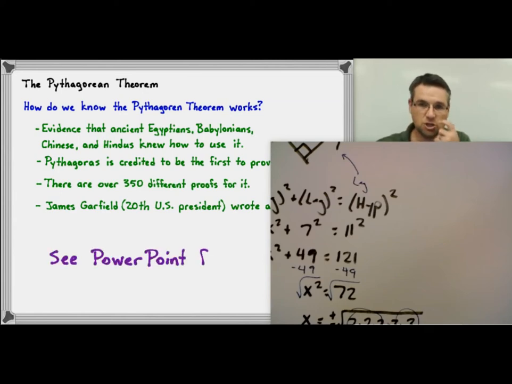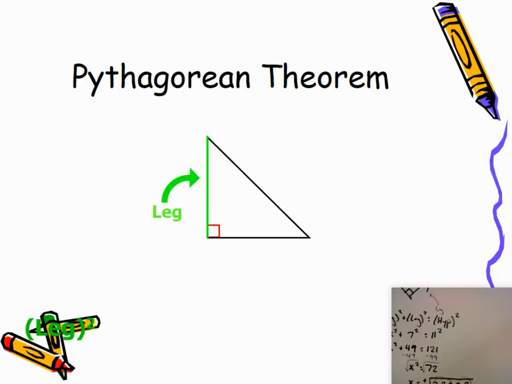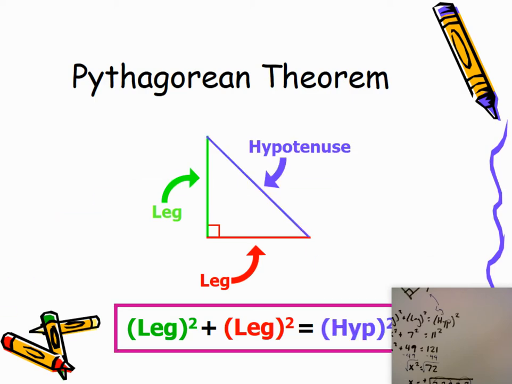I'm going to go ahead and show you one of those proofs, or an example of one of those proofs here. So let's go ahead and take a look at that. If I have a right triangle, obviously we have leg and a hypotenuse. Leg squared plus leg squared equals hypotenuse squared. Drum roll, please, right? So that's what the Pythagorean theorem says. Leg squared plus leg squared equals hypotenuse squared. But let's go ahead and take a look at a proof of this.